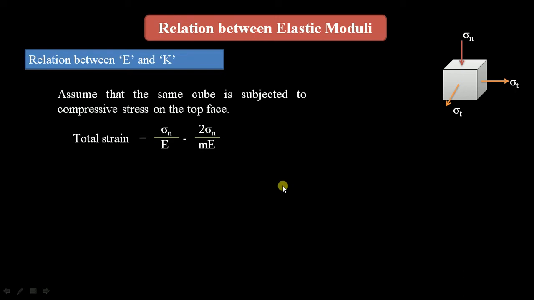So in this term again, sigma n by E is common. So sigma n by E into 1 minus 2 by m. Assume this equation as 1, or otherwise keep it aside.